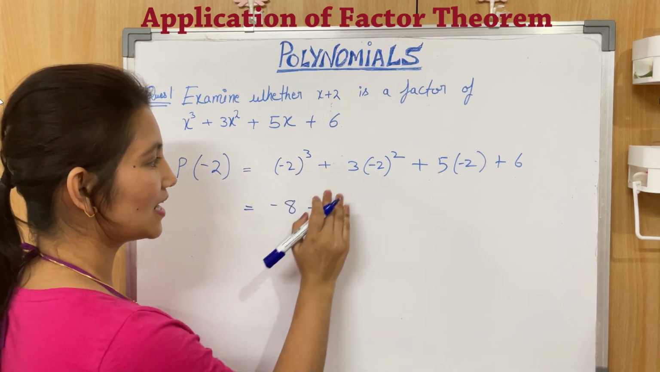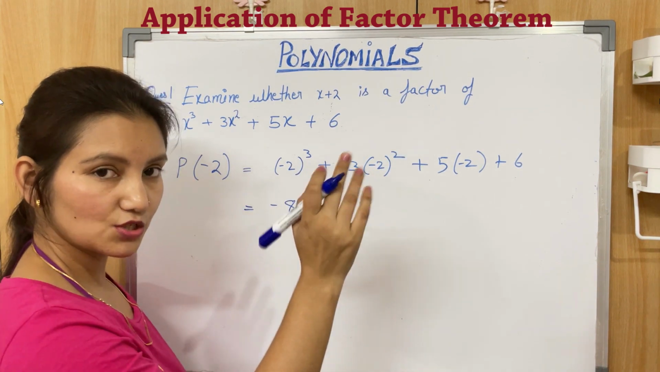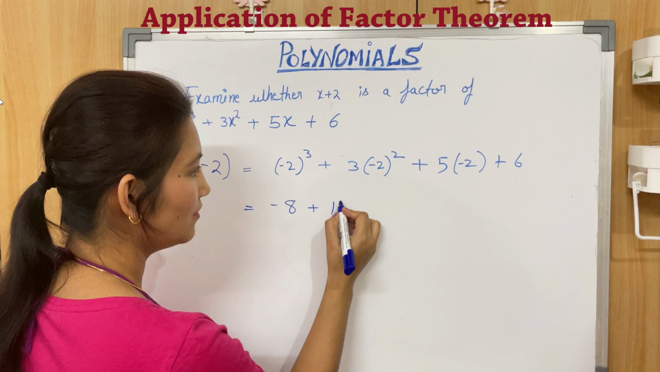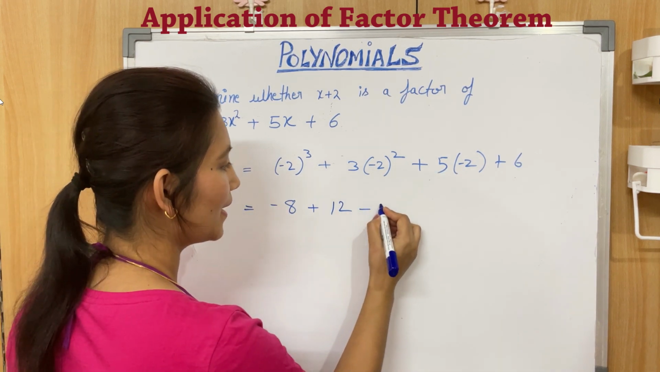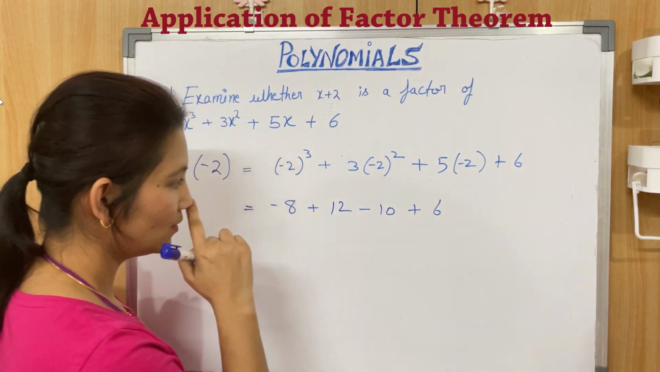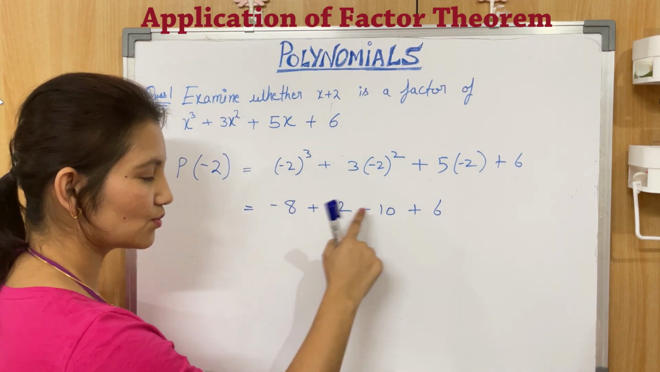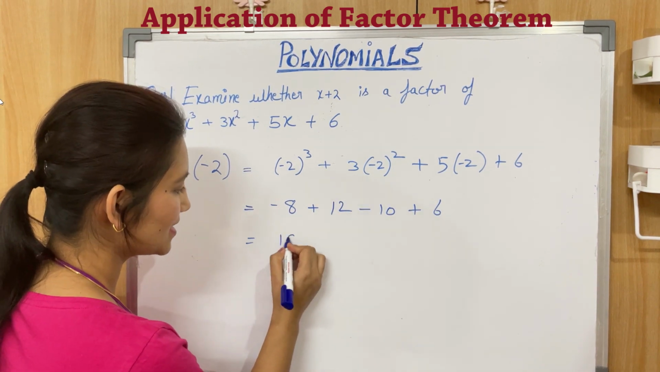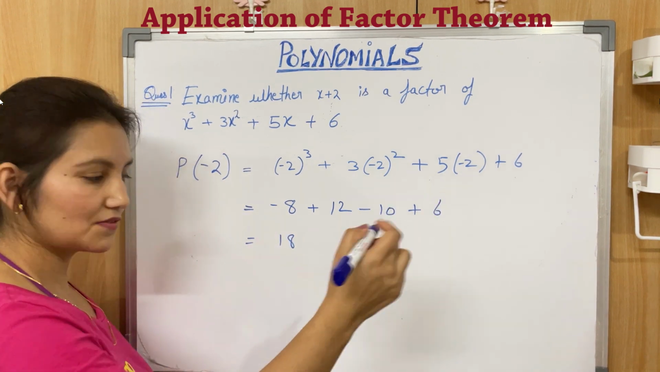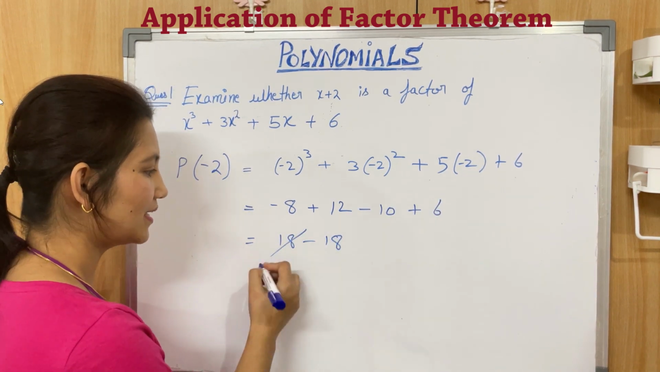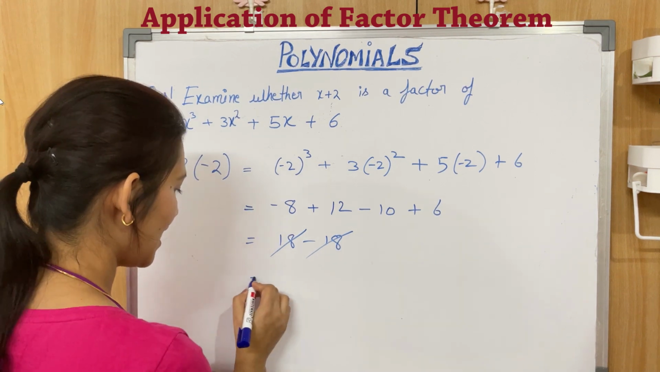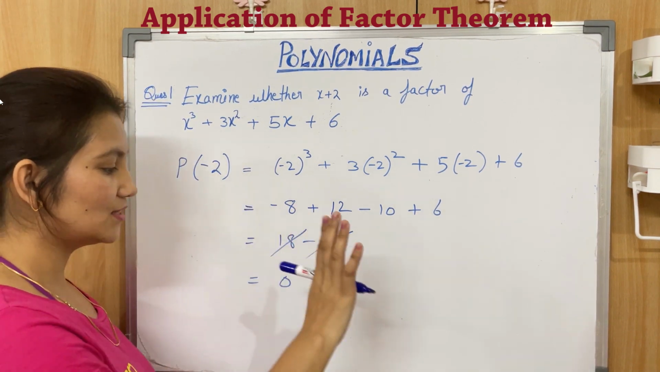So this is minus 8 plus 3 into minus 4, which is minus 2 squared, that is 4. 4 into 3 is 12. 5 minus 2 minus 10 plus 6. Now we'll just add up similar signs. So plus 12 plus 6 will be plus 18, and minus 8 and minus 10 will be minus 18. So minus 18 plus 18 cancels out and the answer is 0. So P of minus 2 is 0.